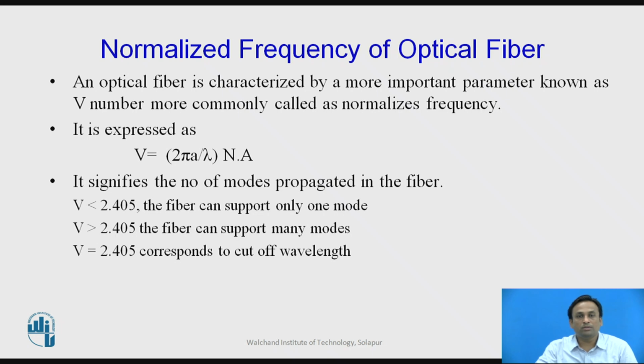So before starting on the normalized frequency of an optical fiber, just recall which are the types of rays and how they get propagated in the optical fiber. We need to understand what are skew rays, meridional rays and axial rays. The skew rays do not pass through the center of the core and never touch the center of the core, so they will be bound near the boundaries of the core. That is known as skew rays.